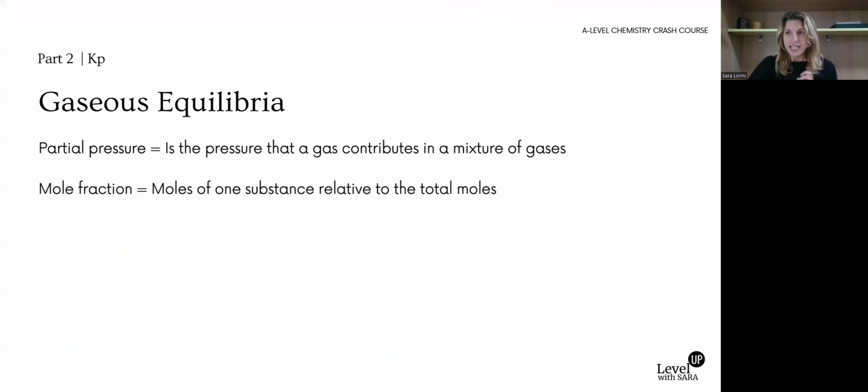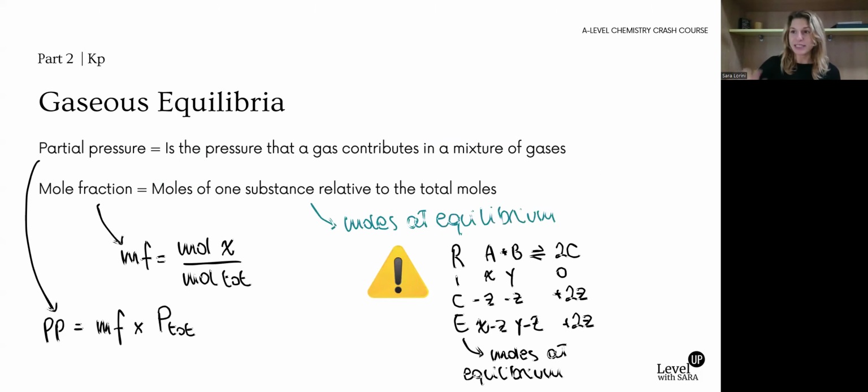Let's look now at gaseous equilibrium. Of course, we are looking at a reaction in equilibrium, but all in the gaseous state. So there are two terms that you need to be very confident with. Partial pressure, which is the pressure that a gas contributes in a mixture of gases. So it's kind of the concentration of a gas, isn't it? Because it is not the amount of gas, but the pressure in the total pressure. Second term, the mole fraction: moles of one substance relative to the total moles. So it's calculated as a fraction.